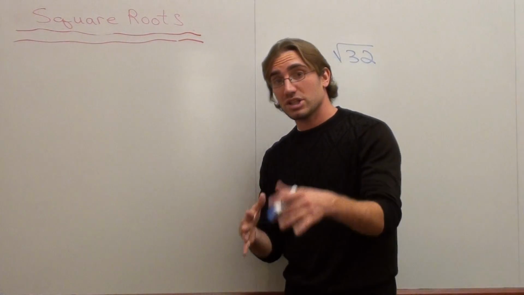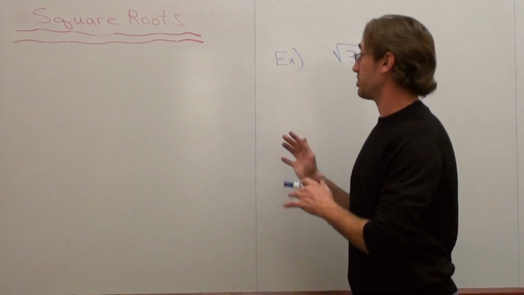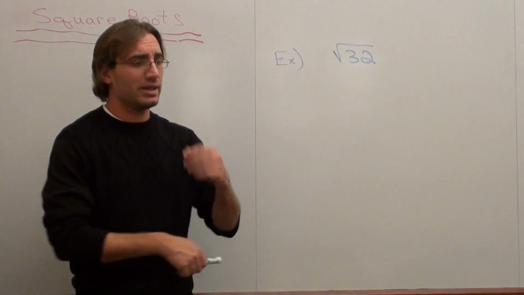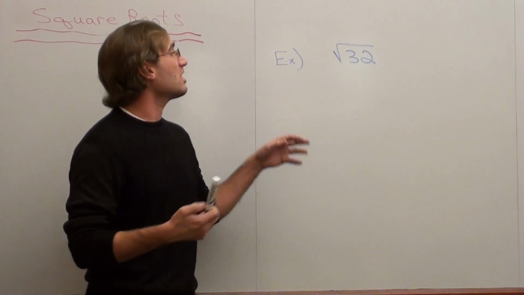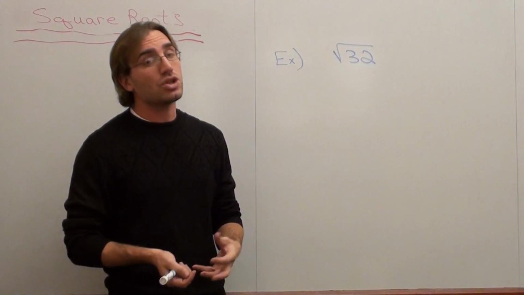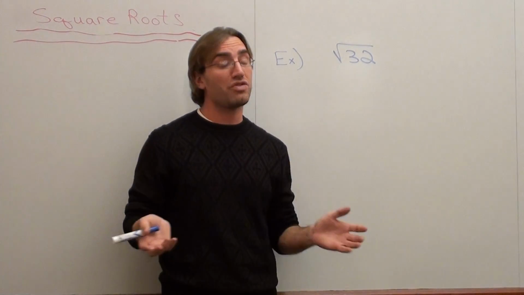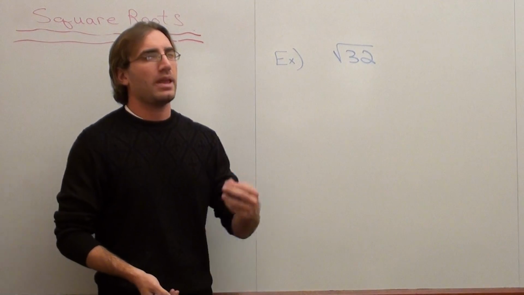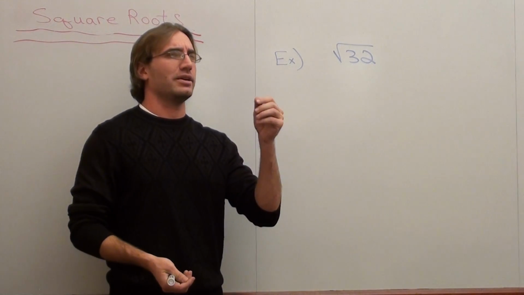Hello again. We're still on square roots, but we're going to do something pretty special. We're going to do the square root of 32. Before we do that, you have to think about what number times itself equals 32. There is no number that equals it, not even a perfect decimal number that equals it.